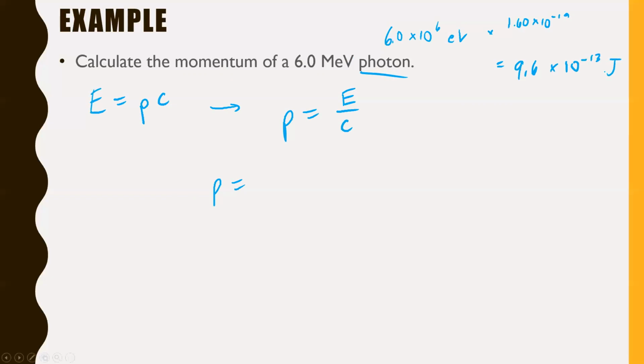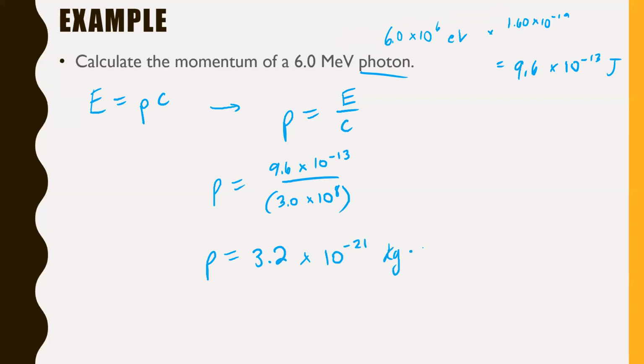It's just better to deal with joules when you're dealing with everything else on this one as well, right? So 9.6 times 10 to the negative 13 divided by the speed of light, so divided by 3.0 times 10 to the 8. And this is going to give you P is equal to, to 2 sig digs, 3.2 times 10 to the negative 21. And again, the units on that are the same as before, kilograms times meters per second.